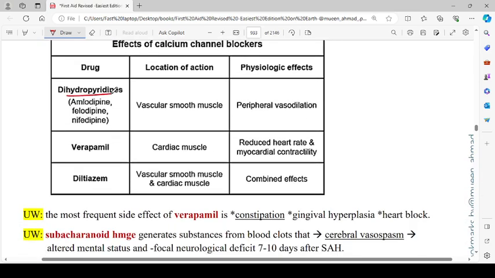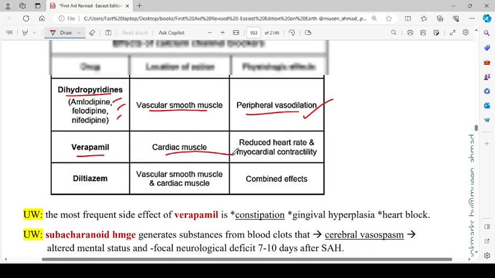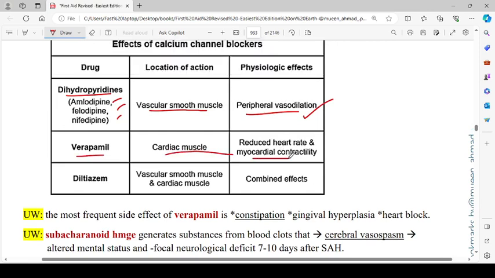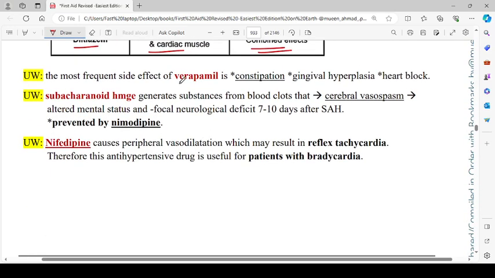The effect of calcium channel blockers. The first one is dihydropyridines, amlodipine, felodipine, and nifedipine. Location of action is vascular smooth muscle. Physiological effects are peripheral vasodilation. Verapamil acts on the cardiac muscle, and the effect is reduced heart rate and myocardial contractility. Diltiazem has combined vascular smooth muscle and cardiac muscle effects. Then we have a UWorld point. The most frequent side effects of verapamil are constipation, gingival hyperplasia, and heart block.